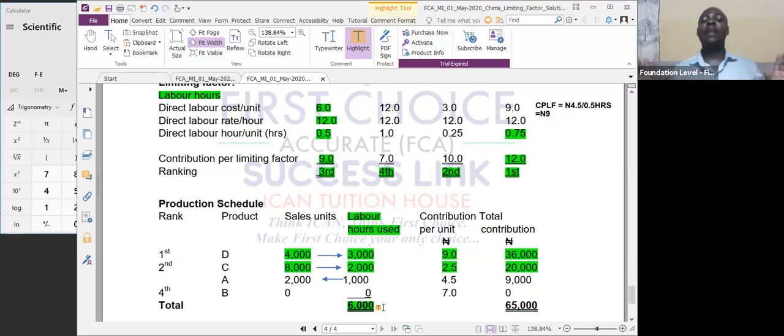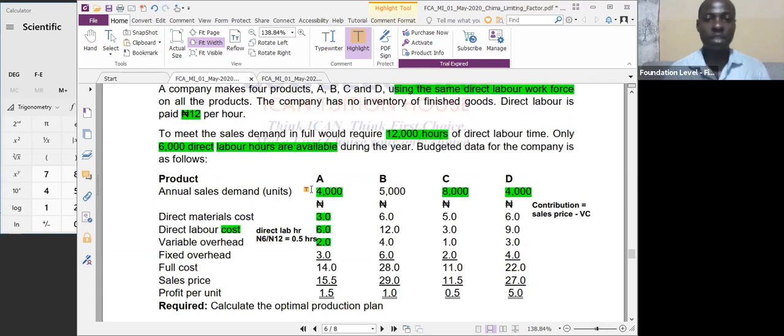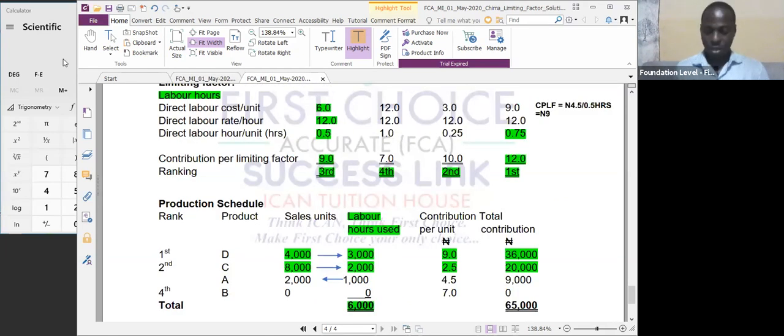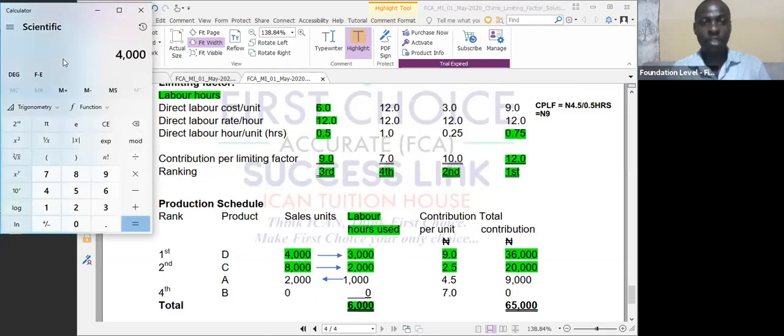is available. Since there is something left, what's the next rank? We've done first, we've done second. The third rank is A. So that's why I'm choosing A as the third rank. So I'm going to do A now. So I'll look at what is demanded of me from A. 4,000 units is demanded from me. So I'll come back here and I will say 4,000 units demanded from me.